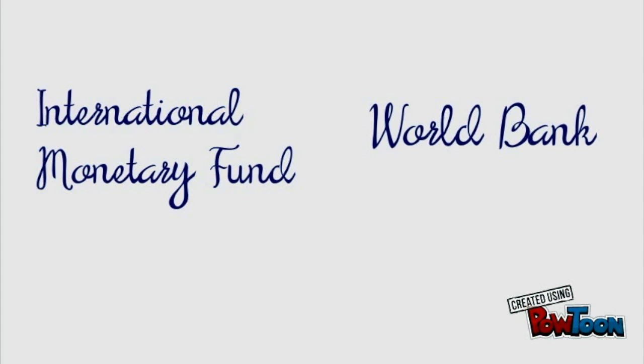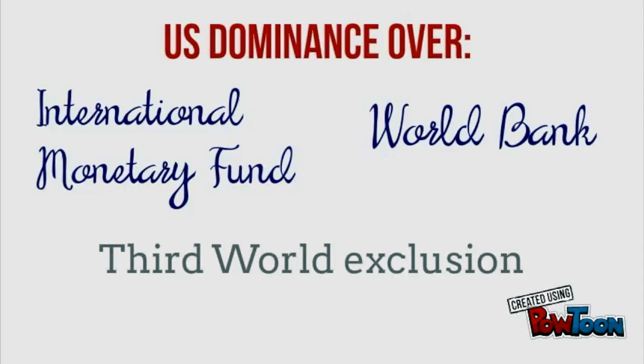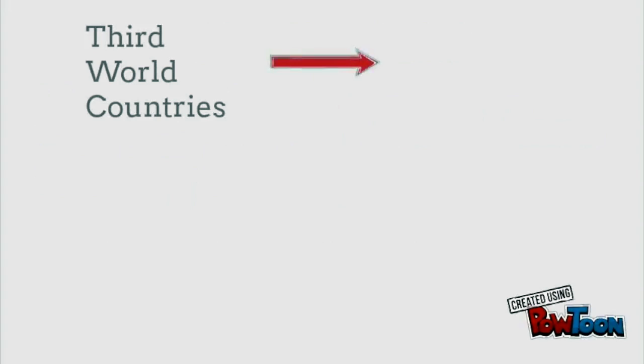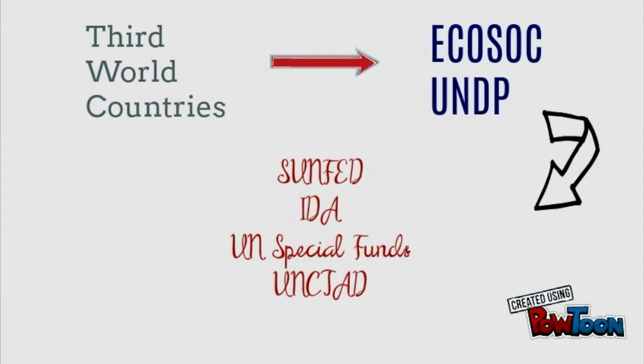Both the International Monetary Fund and the World Bank rightly have a notorious reputation as US-dominated. In fact, the Third World has been effectively excluded from both institutions. However, third world countries lobbied through the Economic and Social Council and through the UN Development Programme and achieved the following agreements: Special UN Fund for Economic Development, International Development Association, UN Special Funds, and UN Conference on Trade and Development.